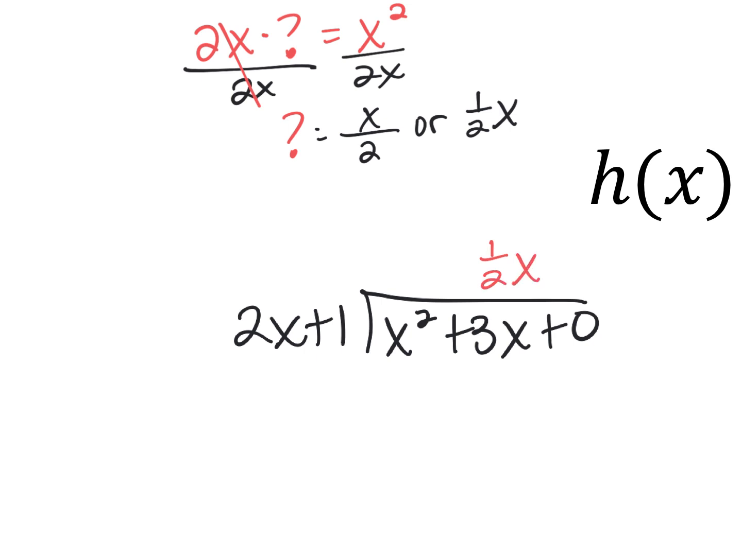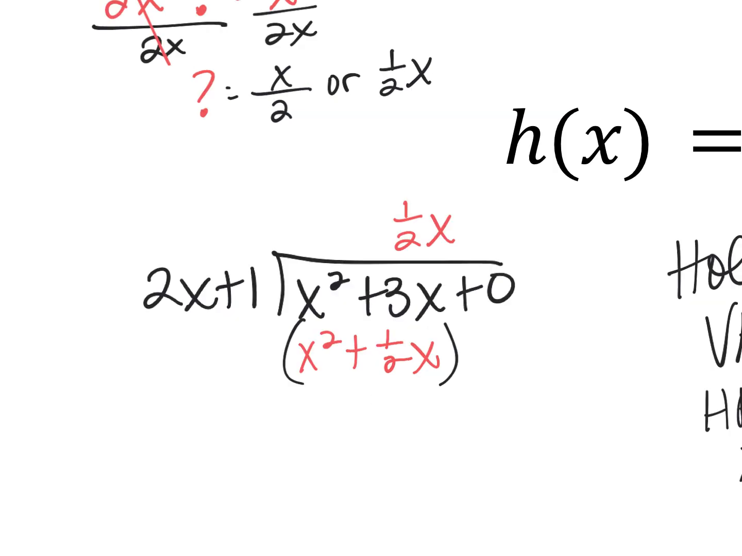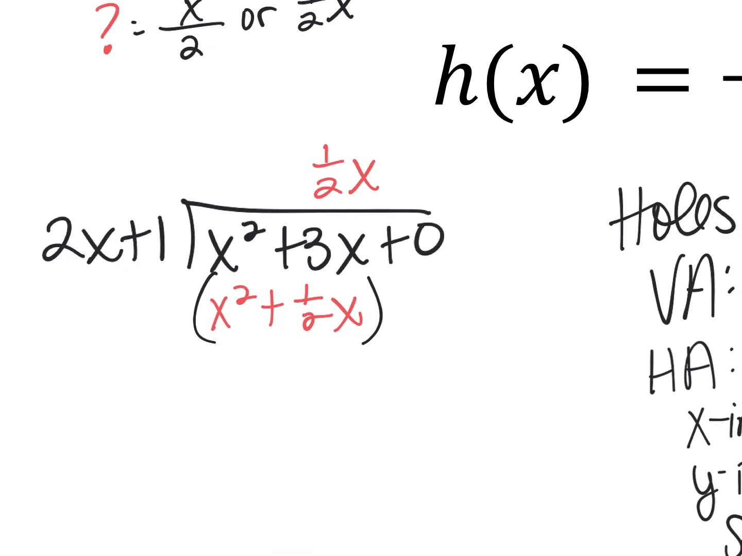Let's multiply it back, make sure it cancels. 1/2 x times 2x would give you x squared. Good, we did something right. 1/2 x times 1 is going to give you 1/2 x. No big deal. Let's subtract it. So the x squareds cancel, and you get 5/2 x plus 0.